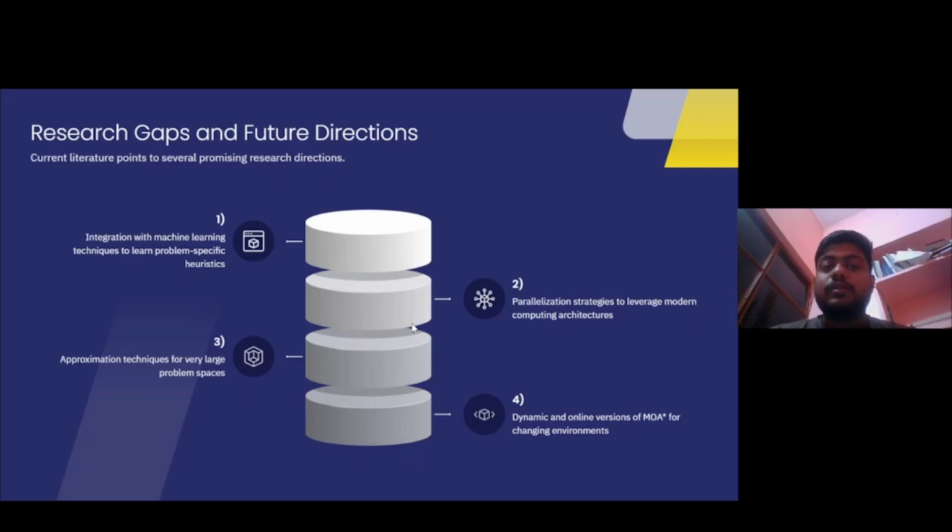The third one is approximation techniques. For huge problem spaces, approximation techniques can help manage computational complexity while maintaining solution quality. And the fourth one is dynamic and online MOA star. Developing dynamic and online MOA star can improve adaptability in changing environments, making real-world decision-making more feasible. By focusing on these areas, we can push the boundaries of MOA star research and unlock new possibilities.